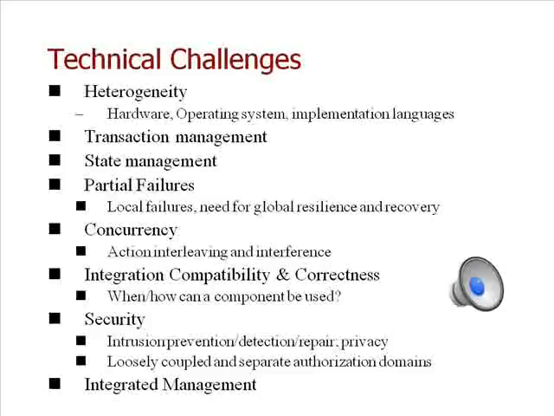So when the first set of applications were written, they might have been written for mainframes, they might have been written in COBOL. When the next set of enterprise applications were written, they were written in C or C++ on Linux. When the next set were written, they were written using Visual Basic on Windows machines that then moved on to .NET, or they might have been written in Java, which then moved on to J2EE. So this heterogeneity exists in the hardware, exists in the operating system, and exists in the implementation languages.